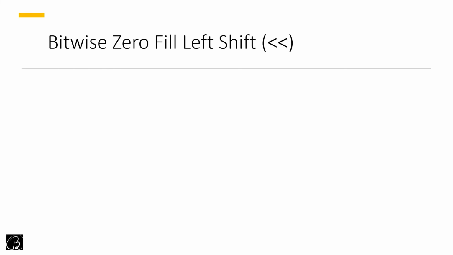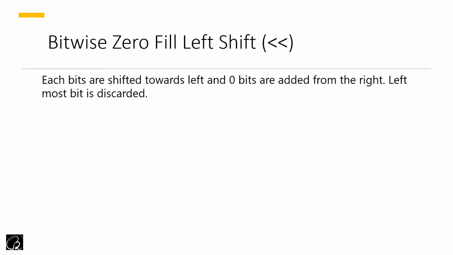So the next operator we have, that is bitwise 0 fill left shift. So you can see we are having double less than sign, right? So if you look at this sign properly, you will see it is trying to shift something towards left, right? So that is what we will understand now. In this operator, each bits are shifted towards left and 0 bits are added from right. Leftmost bit is discarded. So now again, let's take one number, that is x equal to 11.